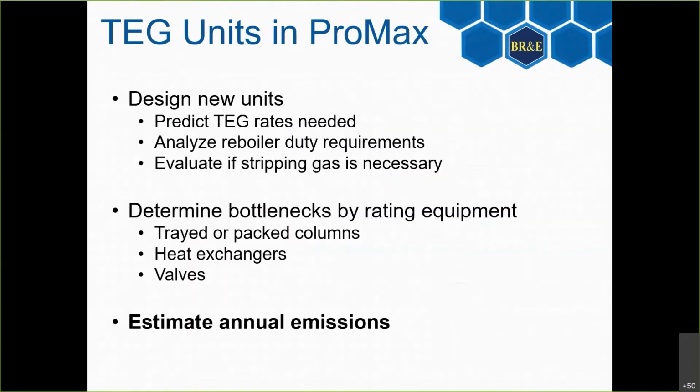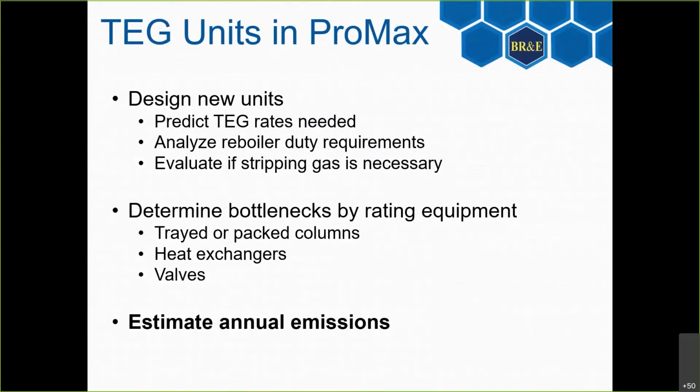So the main way people use ProMax to model these TEG units is for design purposes. They'll estimate how much TEG is needed for their system to meet a certain dry gas dew point. Typical specs that you see in industry are somewhere between 4 and 7 pounds per million standard cubic feet of gas. So that's the common spec that operators are trying to meet.